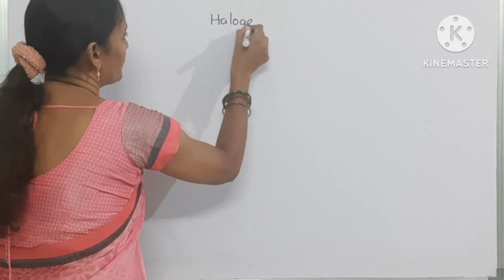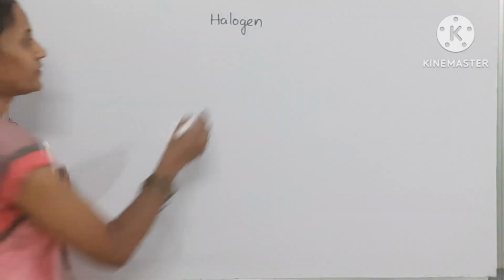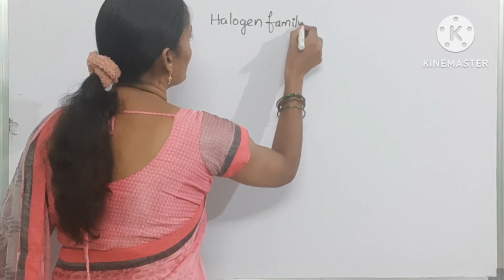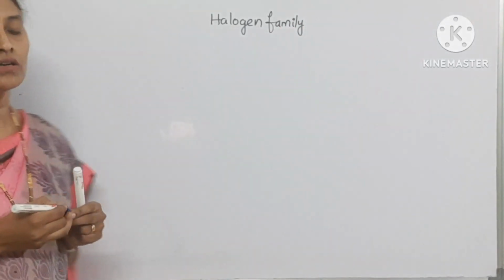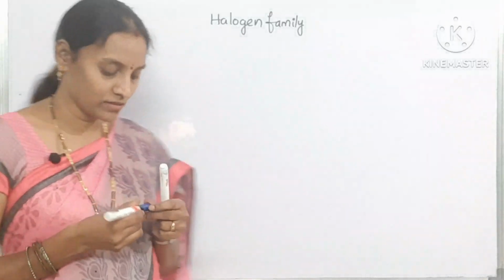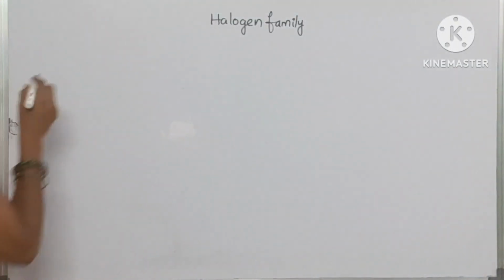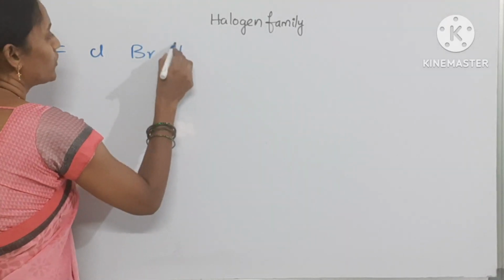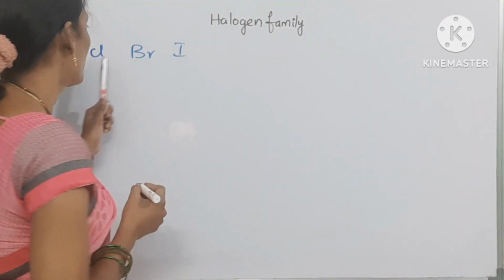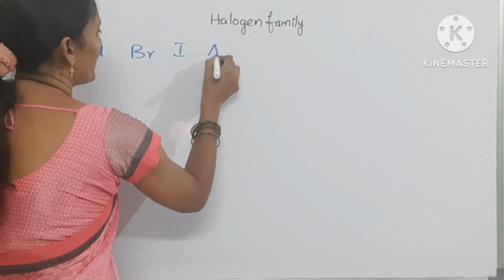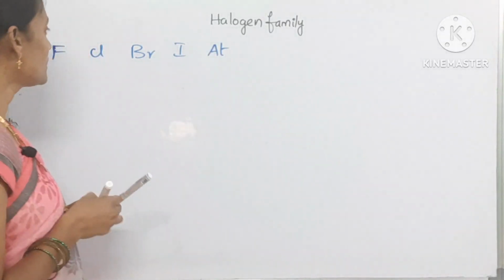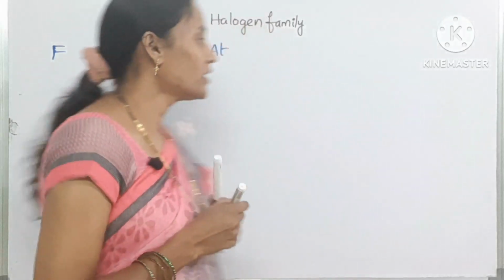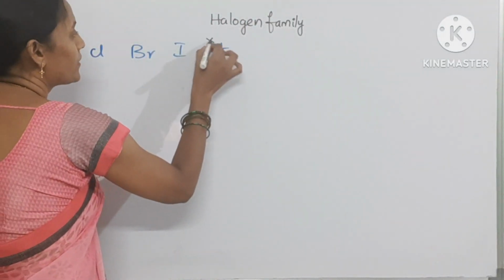Halogen family are group 17 or 7th A group elements. These are especially fluorine, chlorine, bromine, iodine, astatine. These 5 elements are present in group 17. This astatine is the radioactive element.